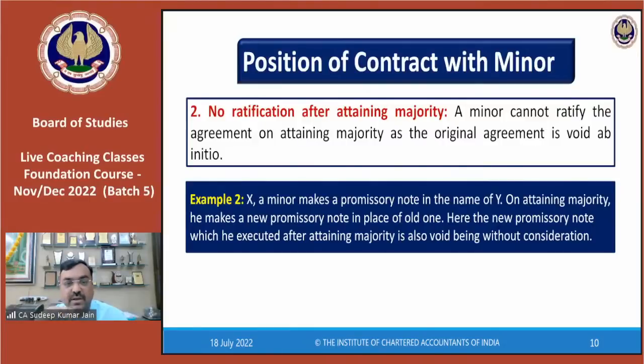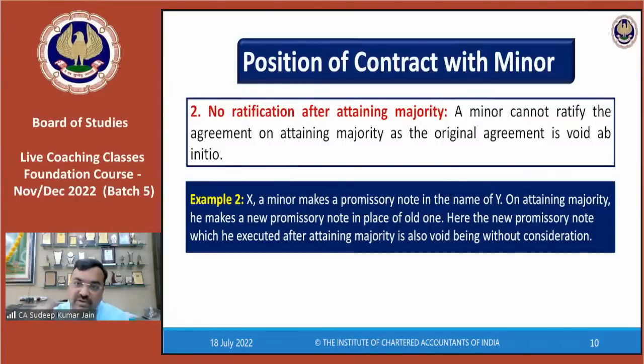See, at the time of minority, Mr. X made a promissory note for Y for something. For example, Mr. X purchased some goods from Y and makes a promissory note in favor of Y at the time of minority. So when X was minor, Y cannot claim anything from X. X becomes major. Now he writes again a new promissory note.